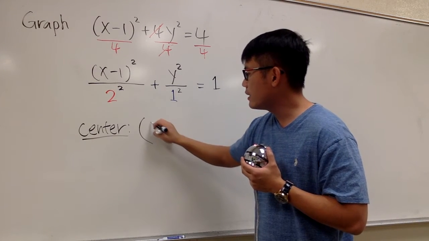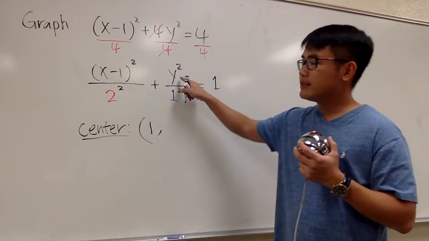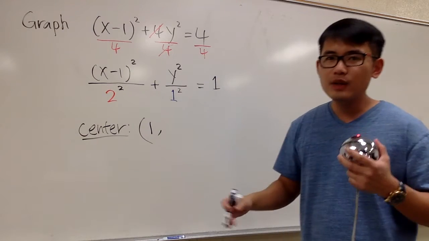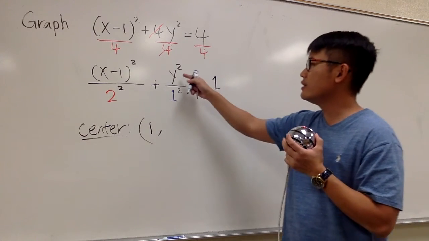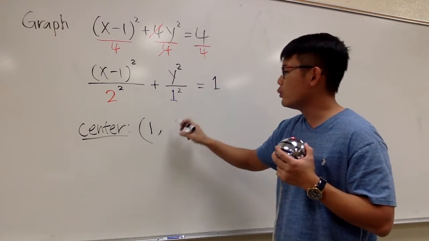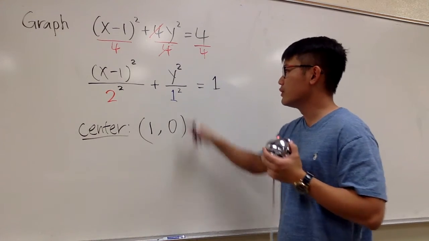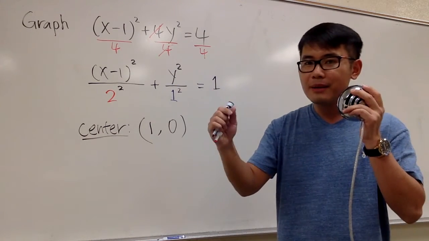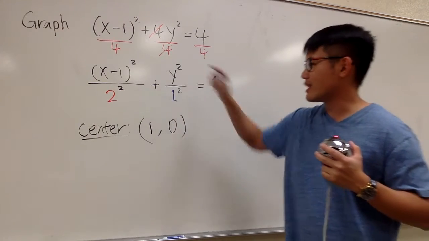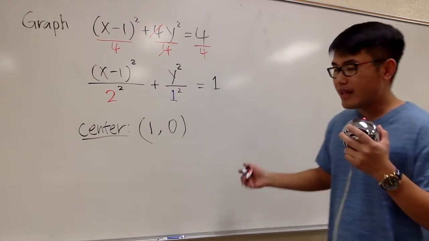So we have 1, comma. This is just y squared. We are not adding, we are not subtracting anything directly to the y, right? So it will be 0. You can think about this as y minus 0 and then square. So that's how we get it. Here is the center. And now we can get to work.